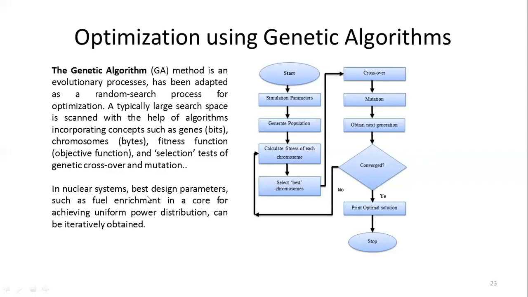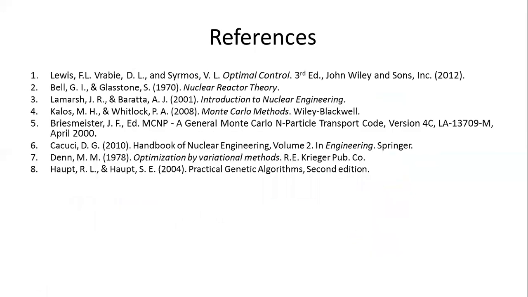In nuclear systems, you could find the best design parameters, such as fuel enrichment, the size of fuel, the pitch, the spacing, the materials, and you can iteratively get an optimal design.